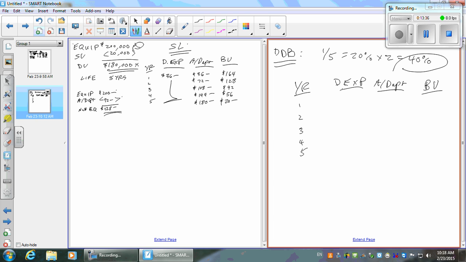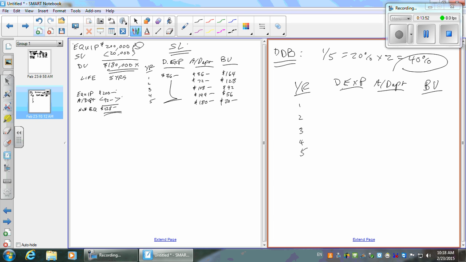By the way, a lot of times we don't set a salvage value when we use a method like this because there's always a remaining amount. Does that make sense? So we wouldn't even set one lots of times. Because you're always going to have 60% of whatever was left at the end, the last year.